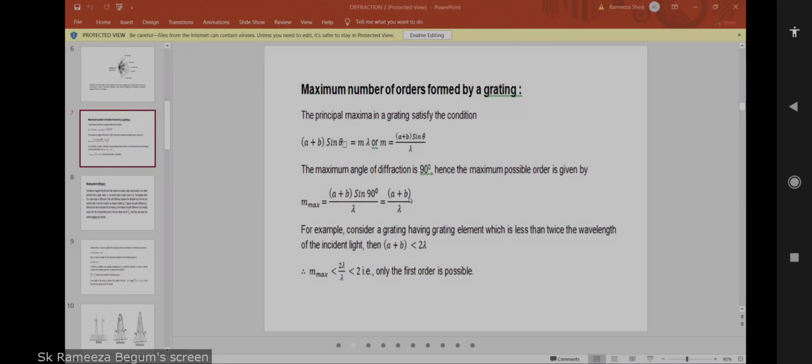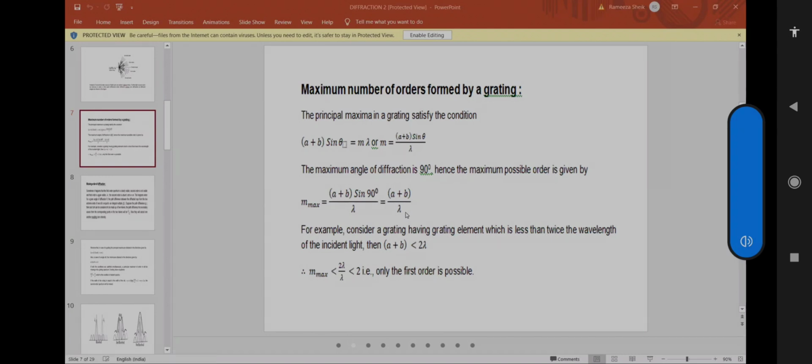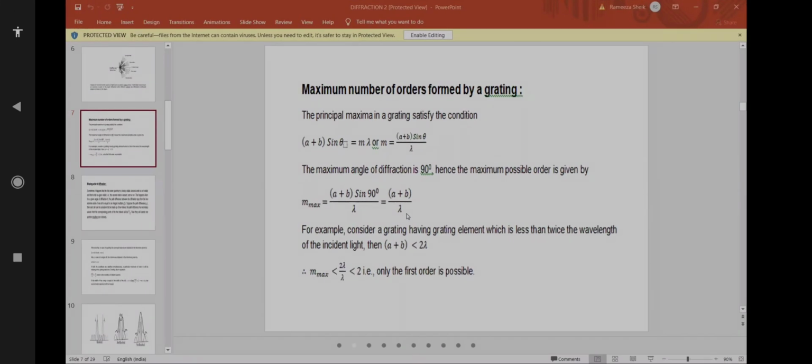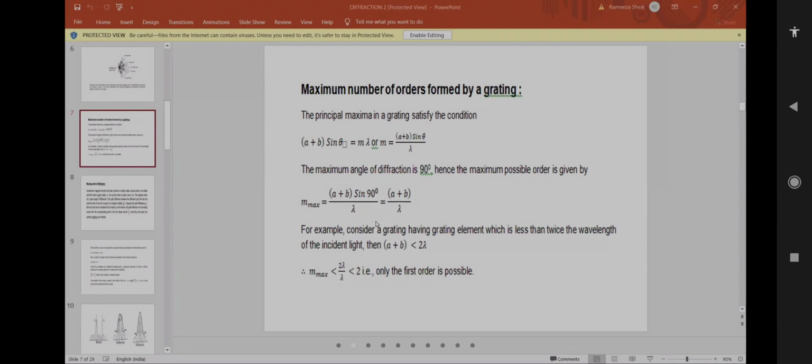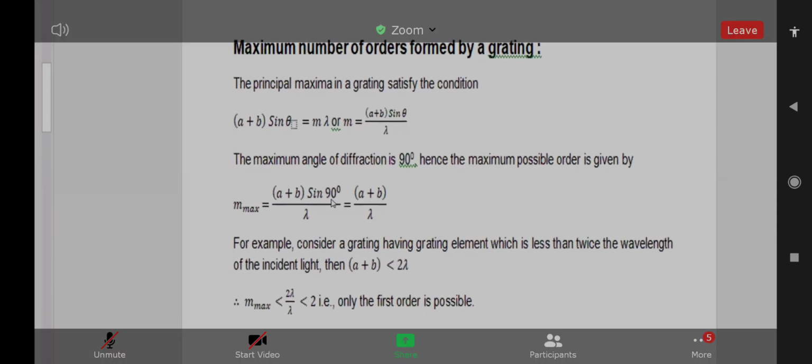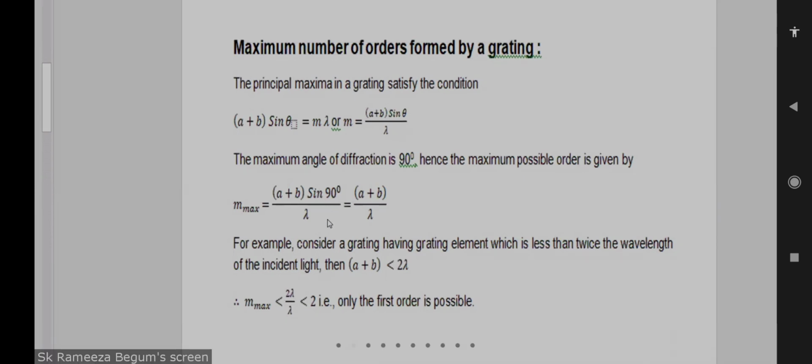Negative sine 90 degrees by lambda, that is a plus b by lambda. Okay, so determination of wavelength. The wavelength of spectral lines can be determined by using this formula: lambda is equal to a plus b sine theta by n.